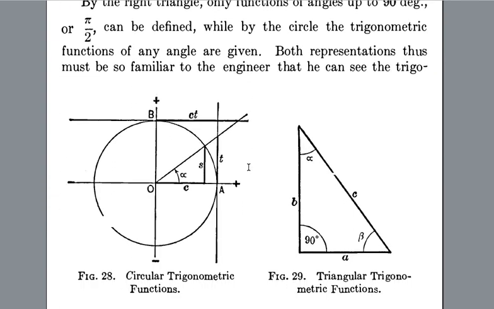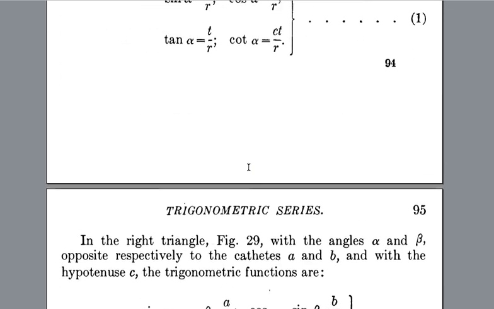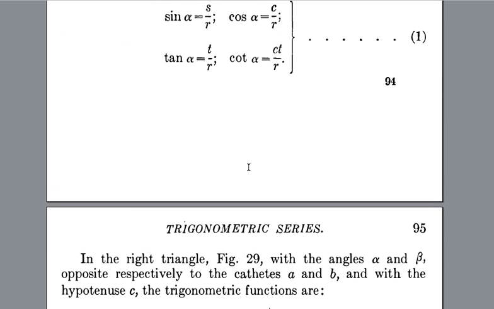The cosine of alpha equals C divided by R. The tangent of alpha equals T divided by R. The cotangent of alpha equals CT divided by R.